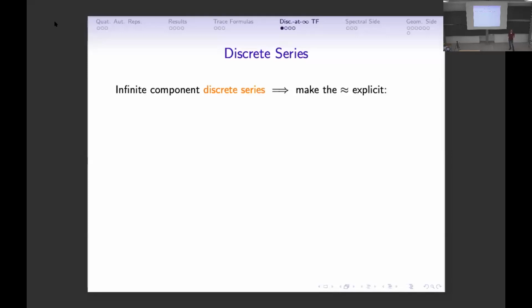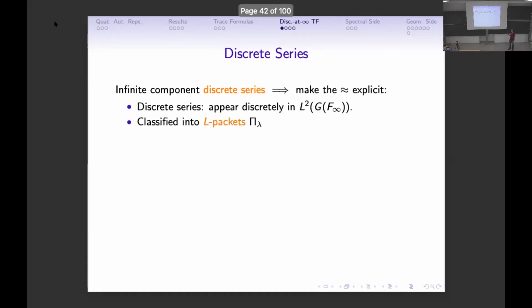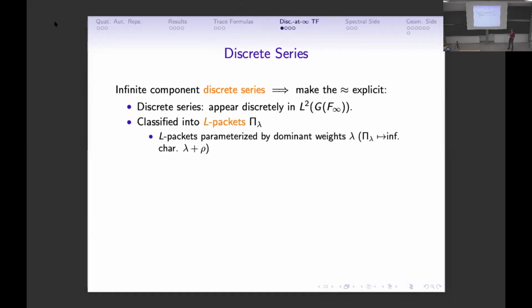Okay, so at this point, I think I should say a little bit more about what discrete series are, how they're classified, and which exact discrete series we're going to be looking at, which are the quaternionic ones on G2. As a reminder for most people, discrete series are the representations that appear discretely in the L2 space on the real group. They're classified into L-packets that I'm going to call pi sub lambda. These L-packets are parameterized by dominant weights lambda, and pi sub lambda goes to discrete series with infinitesimal character lambda plus rho.